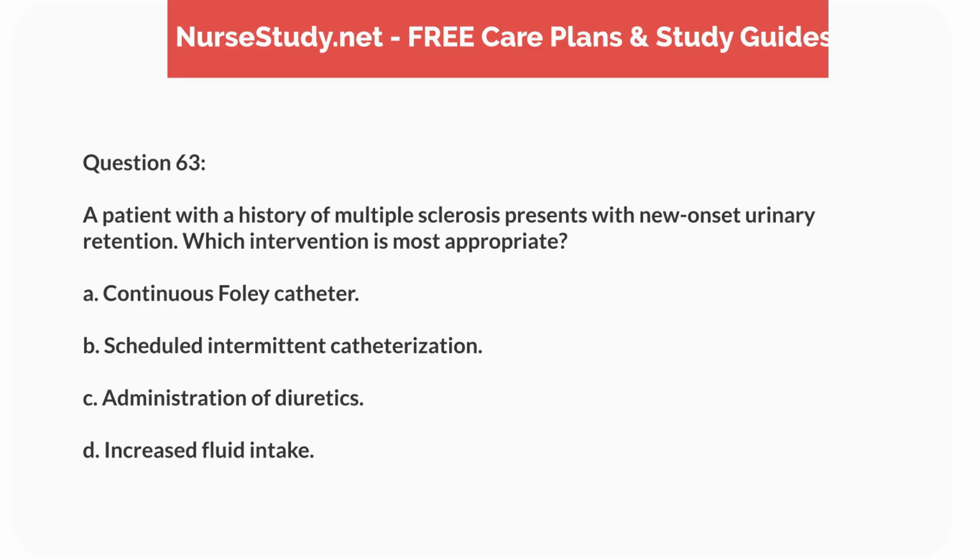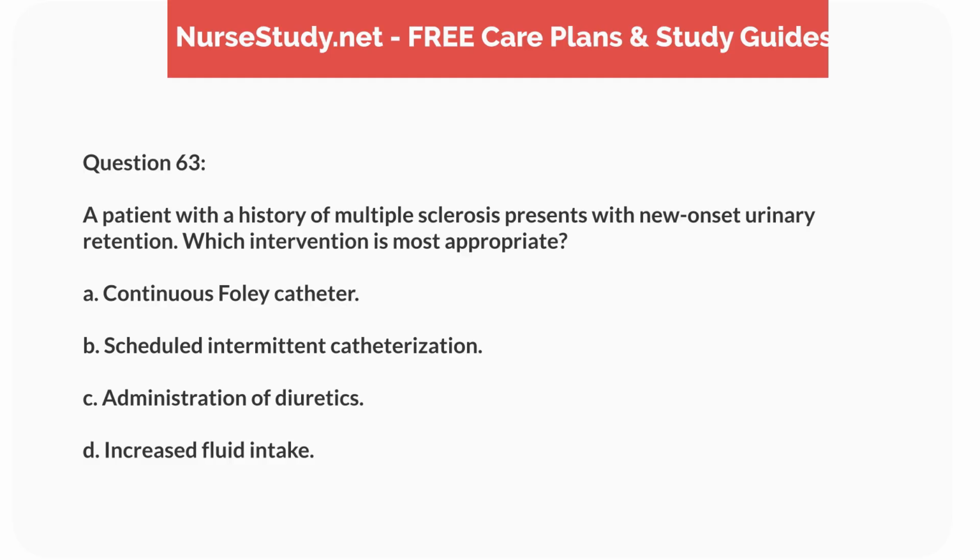Question 63. A patient with a history of multiple sclerosis presents with new-onset urinary retention. Which intervention is most appropriate? A. Continuous Foley catheter. B. Scheduled intermittent catheterization. C. Administration of diuretics. D.